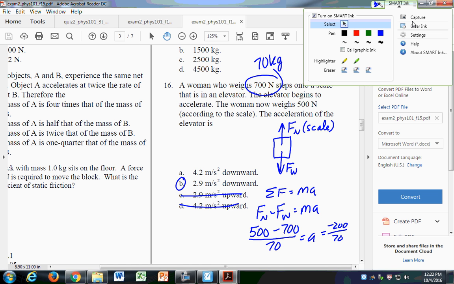The scale reads the normal force. And so that's what it says according to the scale, that the scale actually reads 500 newtons. So that should key you off that this is our normal force. And then you can find the acceleration.